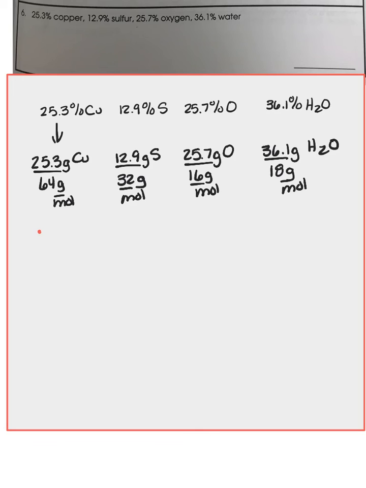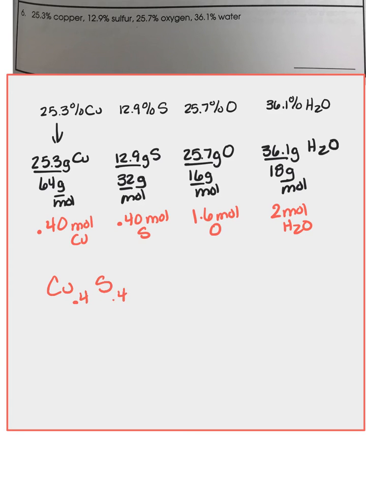So this one, the copper, turns out to be 0.40 moles of copper. The sulfur is also 0.40 moles of sulfur. The oxygen is 1.6 moles of oxygen. And finally, the water is 2 moles of H2O. All right, that's my mole ratio. So I have copper with a 0.4. I have sulfur with a 0.4. I have oxygen with a 1.6.